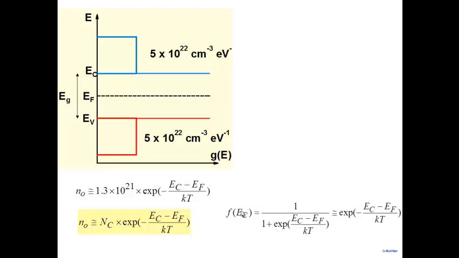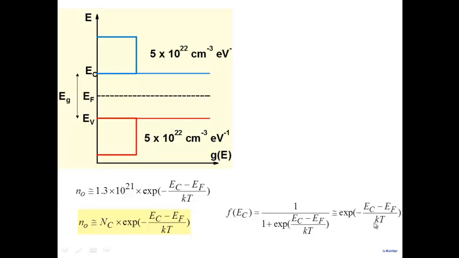It tells us the probability of occupation of any energy state, right? So I can ask the question, what is the probability of occupation of an energy at EC? That would be equal to 1 divided by 1 plus exponent EC minus EF by KT, right? And we have been talking about cases where EF is substantially below EC. In those cases, this function can be approximated as exponent minus EC minus EF by KT.